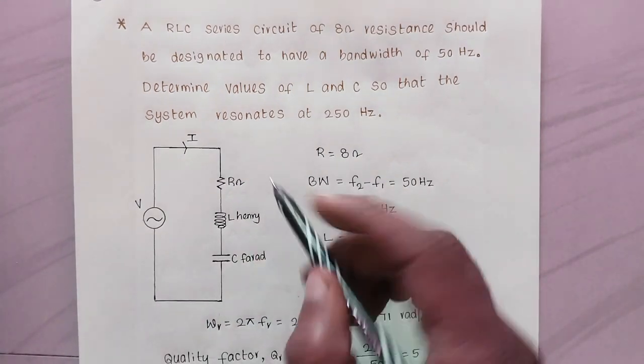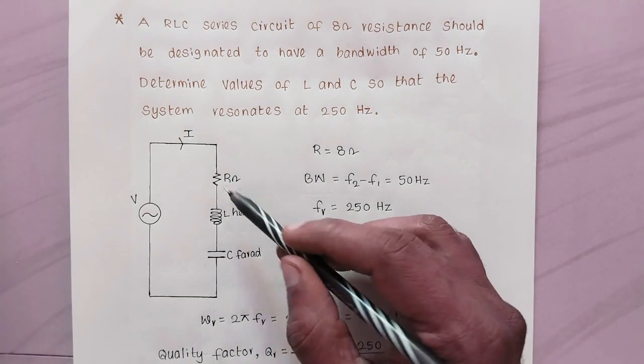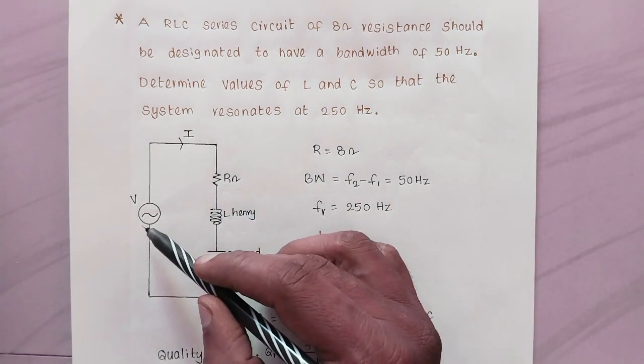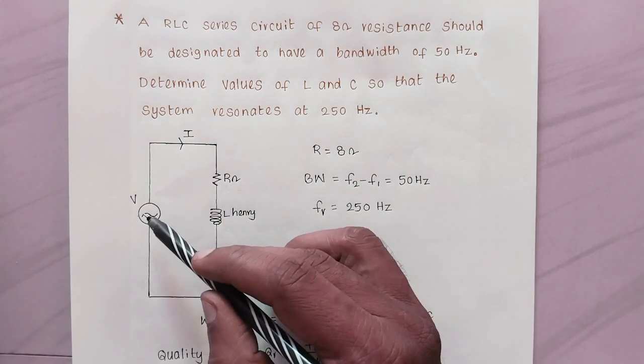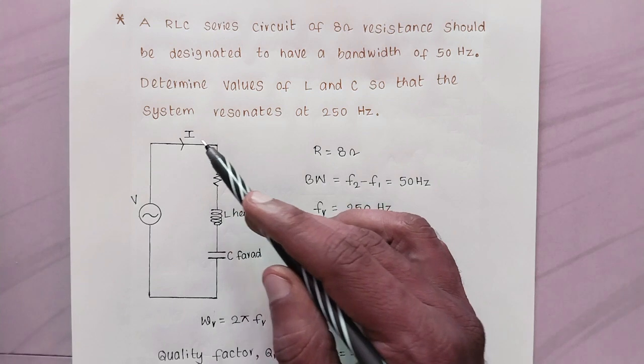So first we draw the diagram. Resistance, inductance and capacitance are connected in series, and this combination is connected to a voltage source, and once you connect the circuit to a voltage source, there is a current in the circuit.